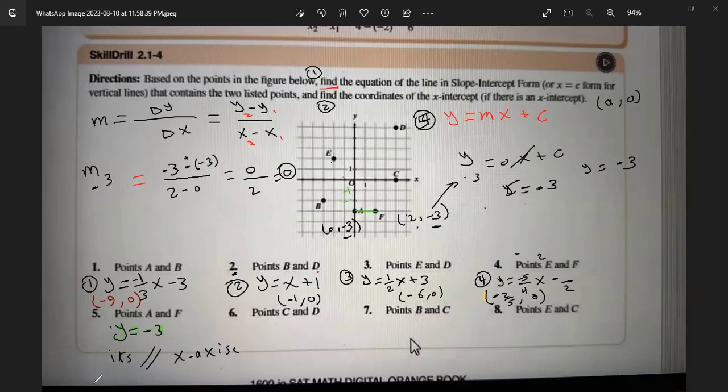No x-axis intercept. He mentioned, yes, if possible, the intercept.